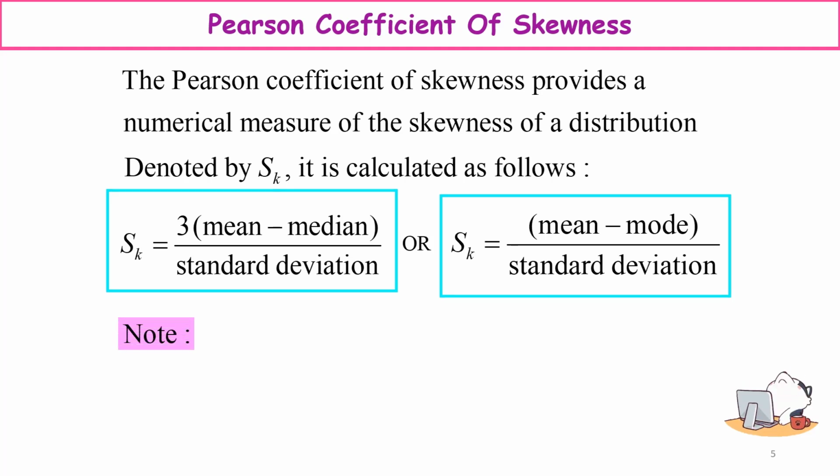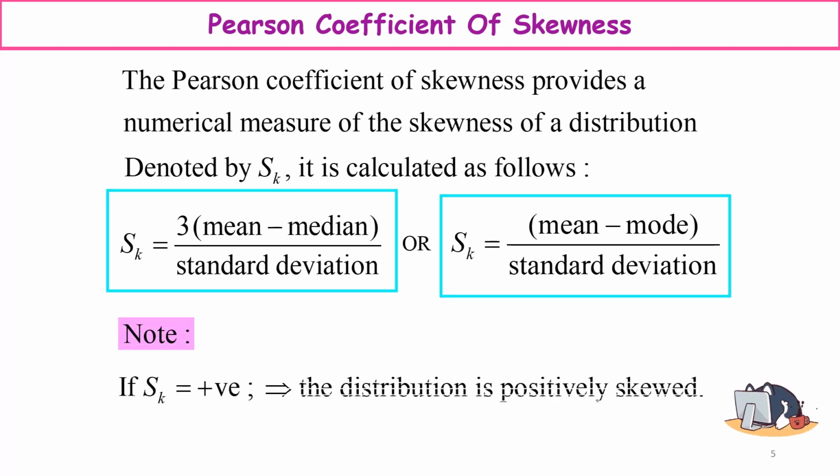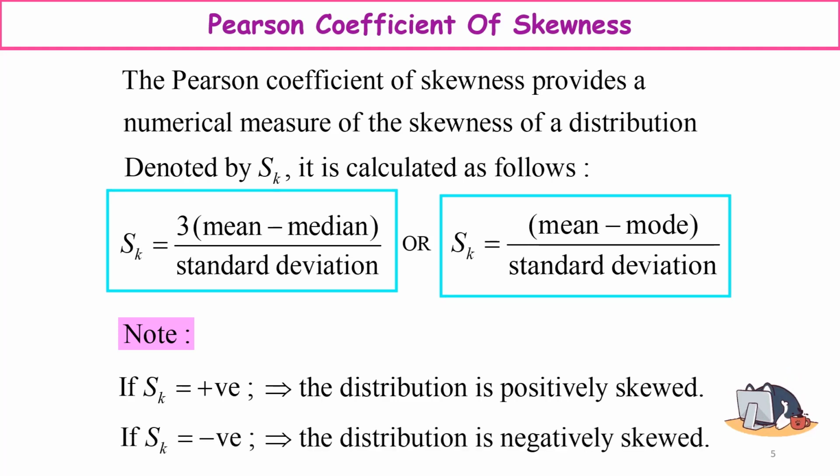We can conclude that the data is positively distributed or skewed to the right if the value of Pearson's coefficient of skewness is positive. A negative value of Pearson's coefficient of skewness shows a negatively distributed data or skewed to the left.